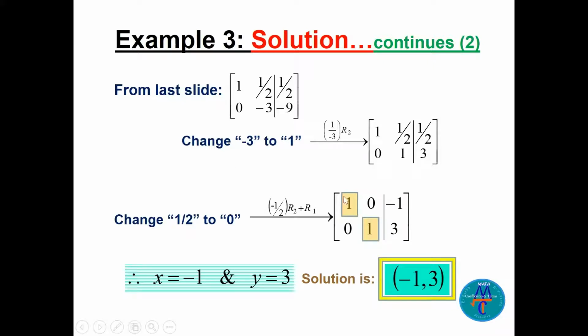So now look at the system here. 1, 0, minus 1, 0, 1, 3. So directly we can say x will be minus 1, y will be 3, and the solution is minus 1 and 3. That's the point of the intersection.